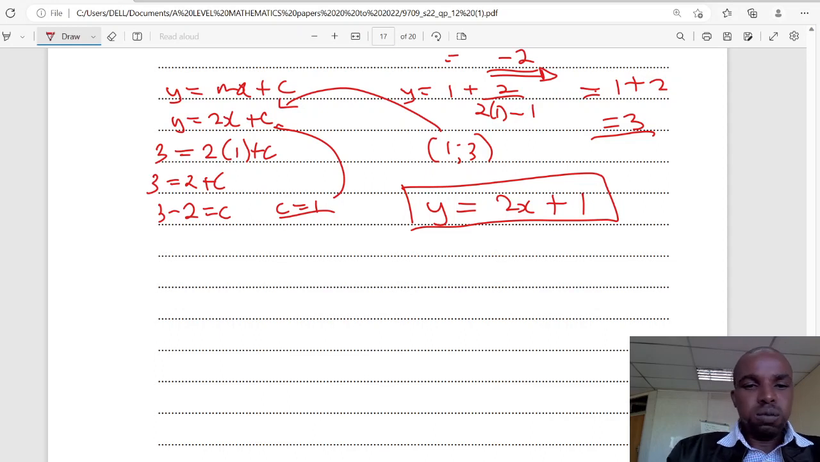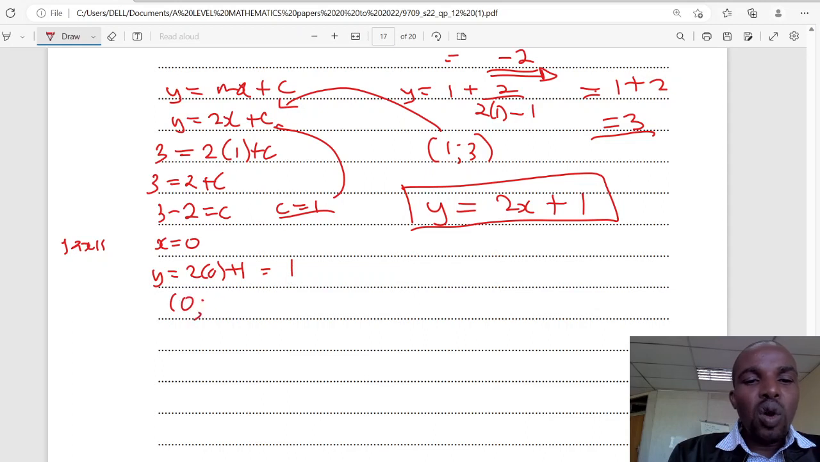So first thing, the y-axis. Along the y-axis, x is equal to 0. That's the y-axis. So you put x equals 0, you get y equals 2 times 0 plus 1. So y will be equal to 1. So the point is (0, 1).